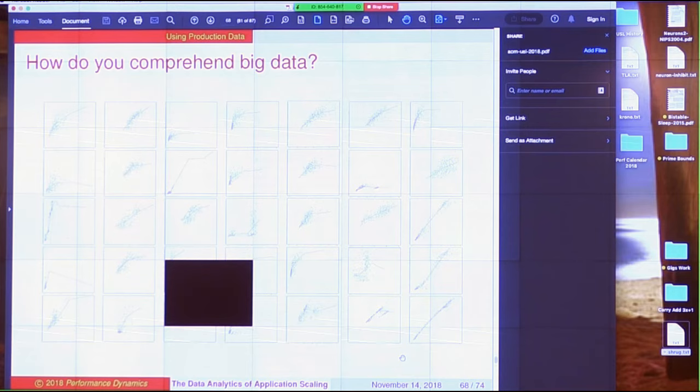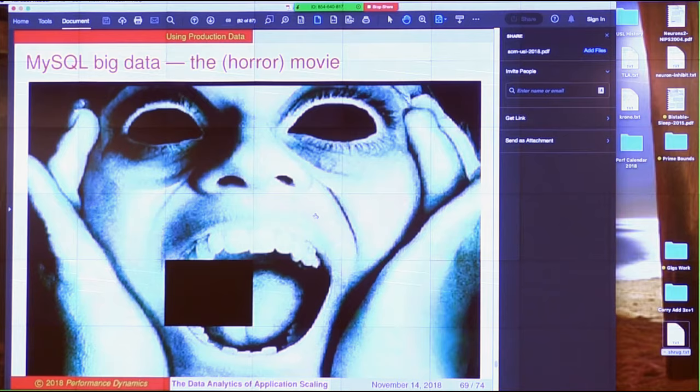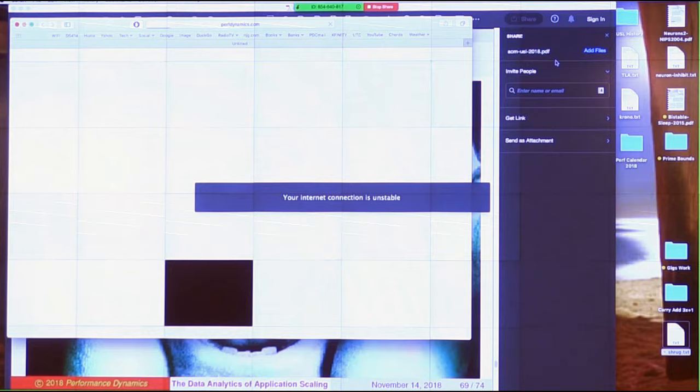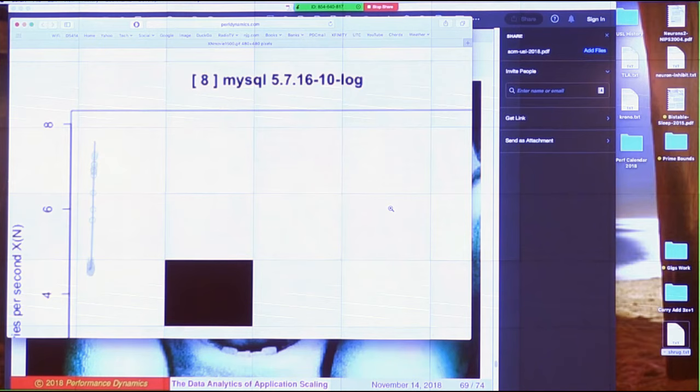Even if you do them as separate plots, it's a lot of work to try and comprehend analytically. So the answer is, let's see if this works. The idea I came up with was to create a movie, and of course, we'll see if the movie works. It might be unstable, but it still works. That's too big.